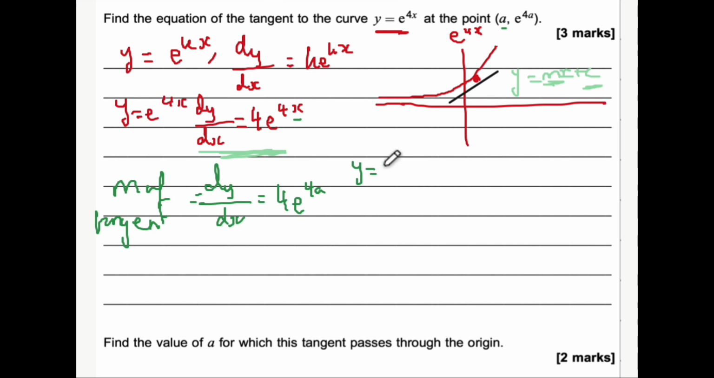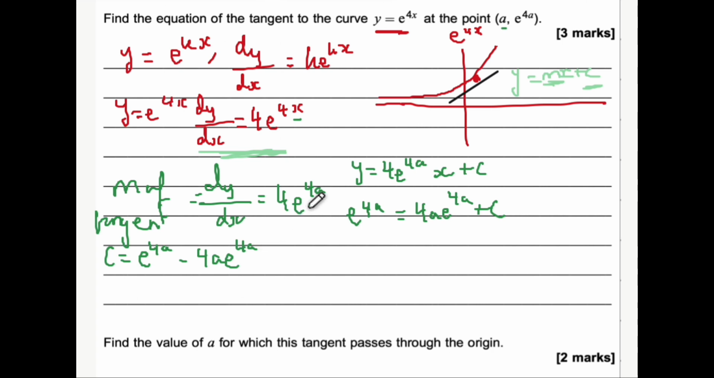So far we have y is equal to 4e to the 4a, the gradient of the tangent, x plus c. We now need to find the value of c. Since we know the x and y coordinate that the curve and the tangent cross through, specifically the tangent because we're trying to find the equation of the tangent, we're going to replace y with e to the 4a. It's equal to 4e to the 4a multiplied by x, so multiplied by a, which is 4a e to the 4a, plus c. Take away 4a e to the 4a from both sides and you get that c is equal to e to the 4a, whatever's already on the left hand side, take away 4a e to the 4a.